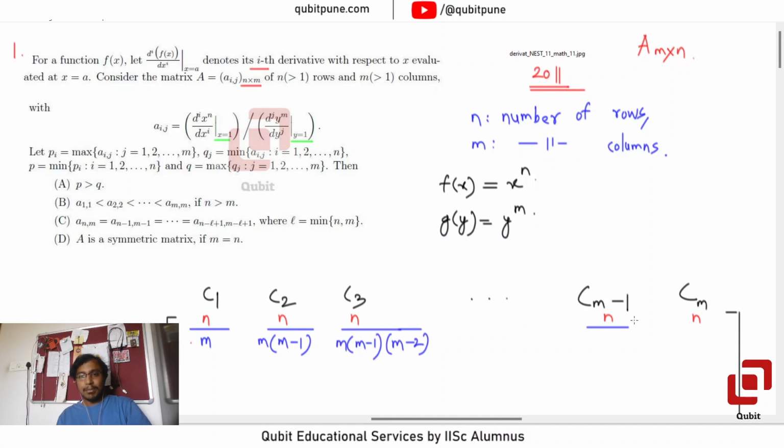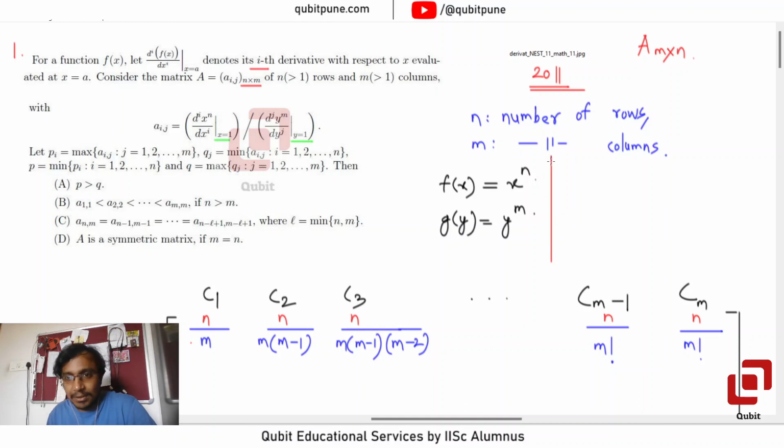It will be n upon, well, can I say that it is m minus 1, okay, not m minus 1 factorial, sorry. Here it would be m factorial, and here also it would be m factorial. Why? Because the actual derivative is m factorial into y, and when we substitute y as 1 it would become m factorial.